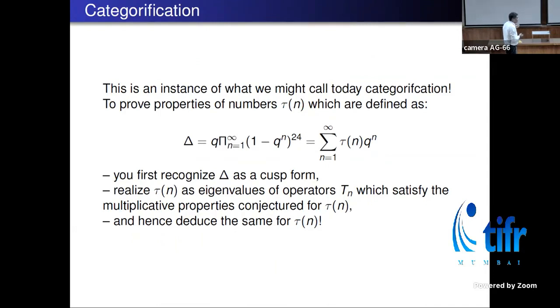I mean, this is some kind of idea of categorification where, rather than proving just properties of numbers, if you don't have any structure, it's hard to prove anything about them. You kind of realize them as eigenvalues of operators, prove something for the operators, and hence deduce the same for the eigenvalues. Right. So somehow we'll see this sort of trying to conceptualize at a higher level some of these things to prove more properties of them. Right. So that's kind of how the subject has gone.